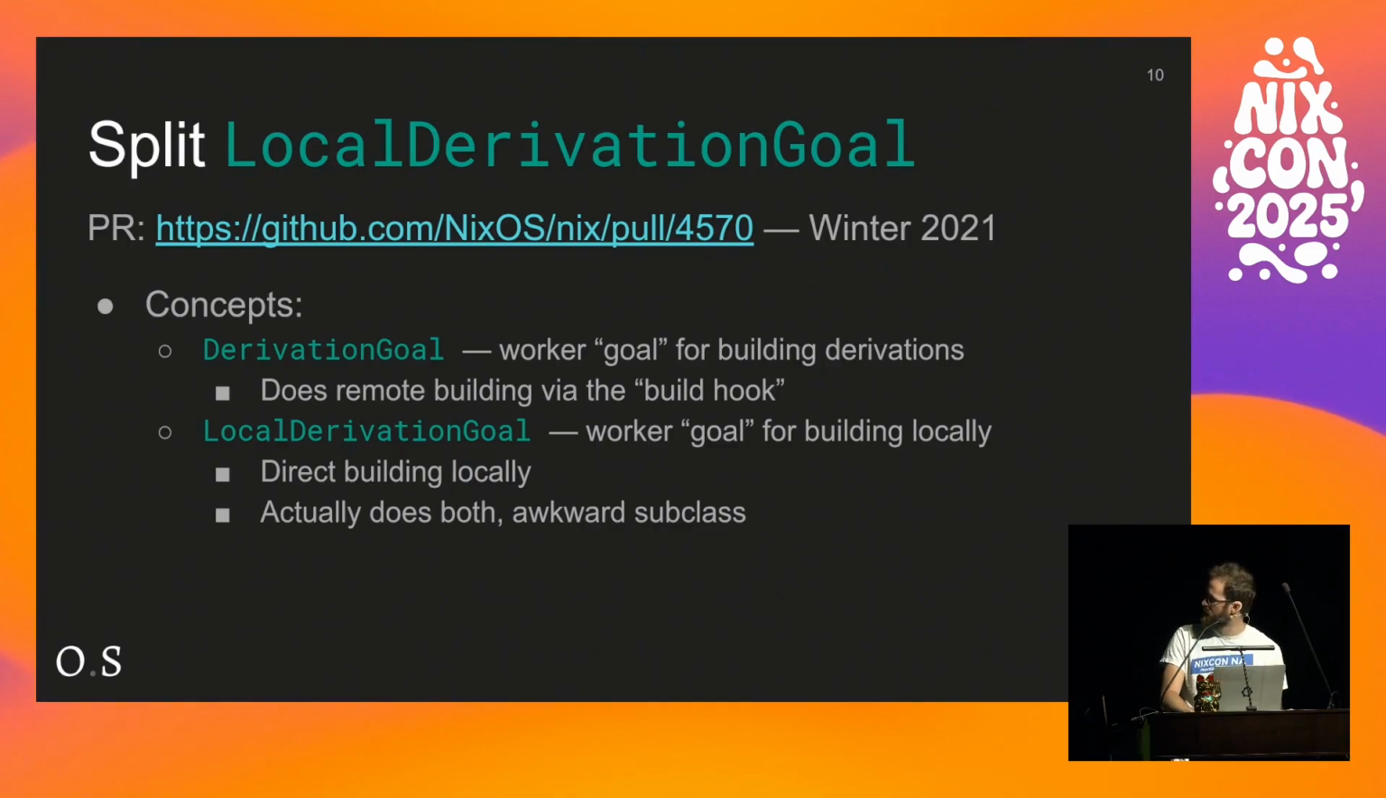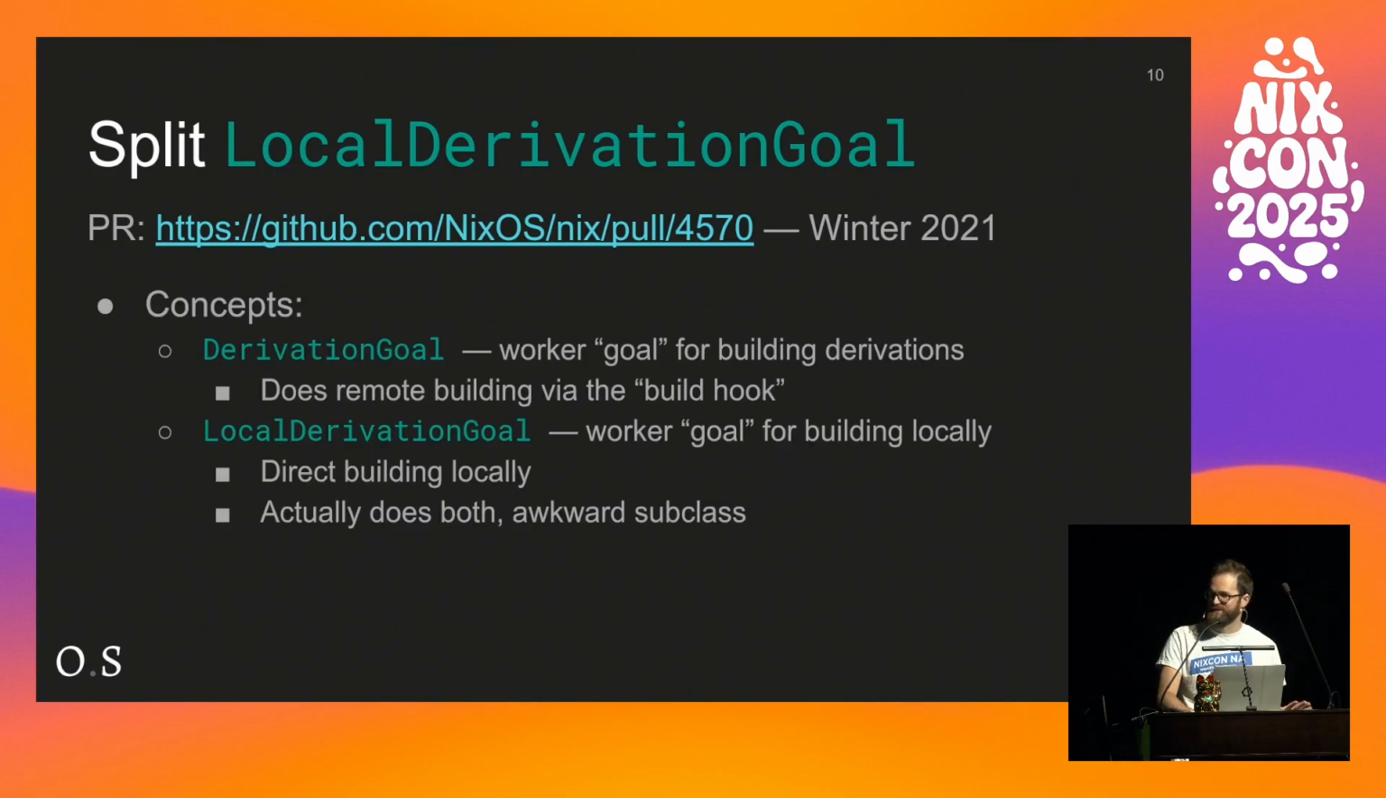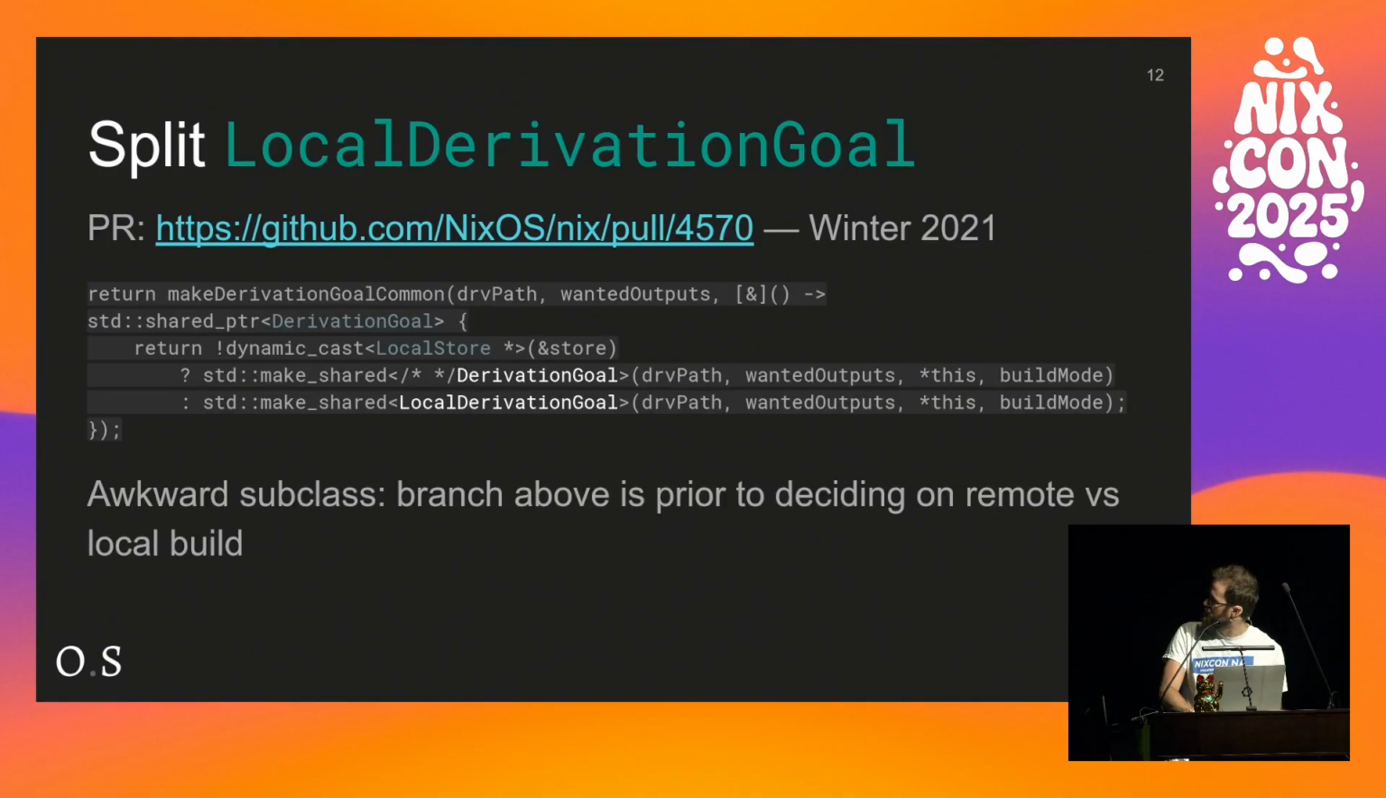The awkward part, though, is this was way more OOP than it should be. Local derivation goal actually inherits from derivation goal and does everything it does too, so it also does the remote parts. The separation was not quite the right thing. There's the diff stats again. As you can see, the new big file appears and some stuff gets removed from derivation goal.